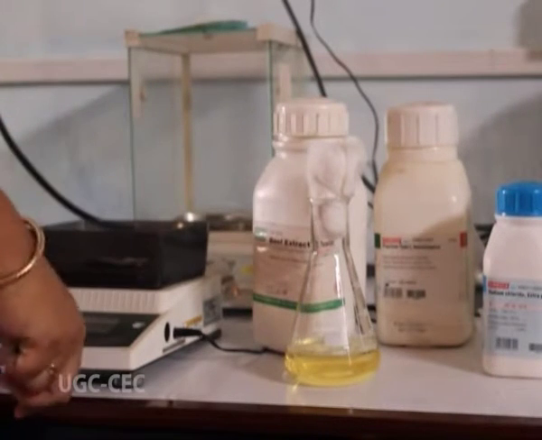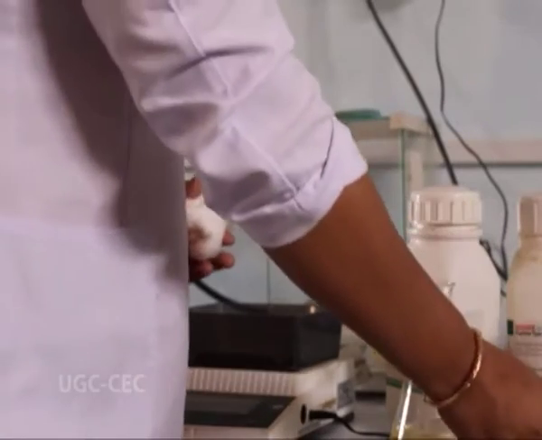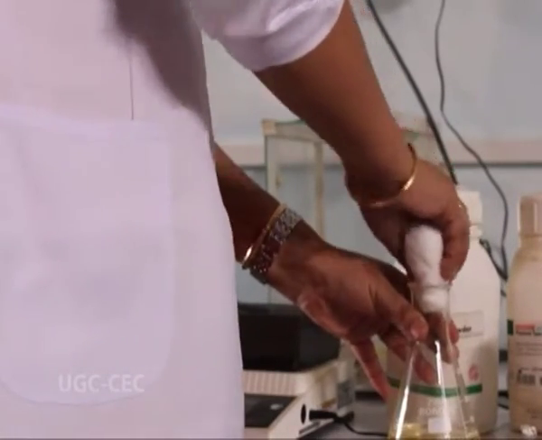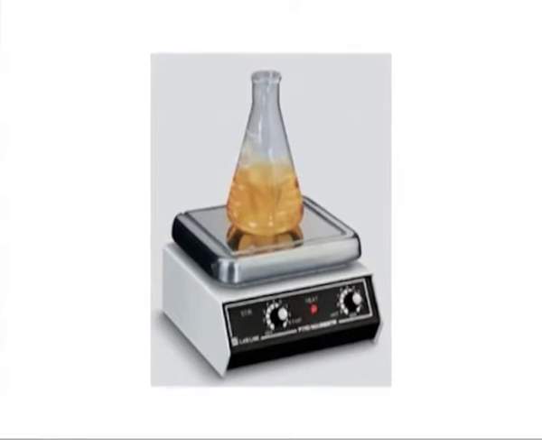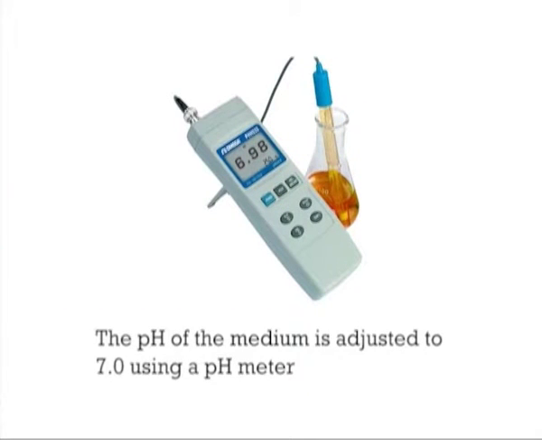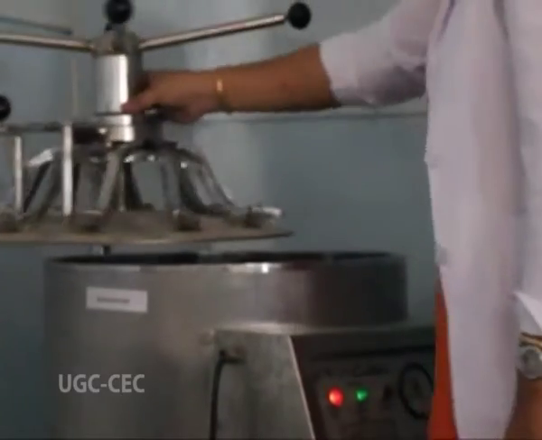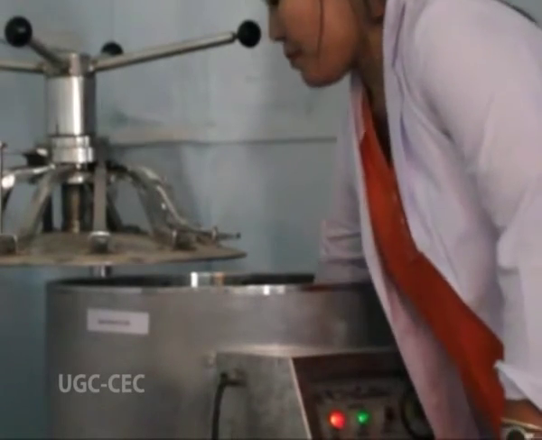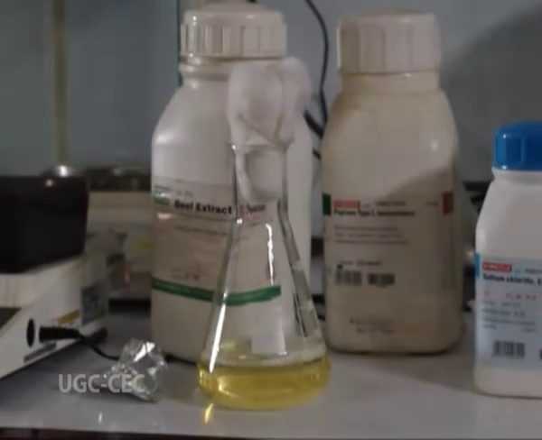Next we'll come to the procedure. Weighed amounts of peptone, beef extract and sodium chloride are added to the conical flask containing 100 ml of distilled water. Then the flask is heated with agitation to dissolve the constituents. Further, the pH of the medium is adjusted to 7 using a pH meter. Then the flask is sealed with cotton plugs. Then the medium is autoclaved at 121 degrees Celsius for 15 minutes at 15 pounds of pressure. Then the medium is allowed to cool and is stored at room temperature for future use.